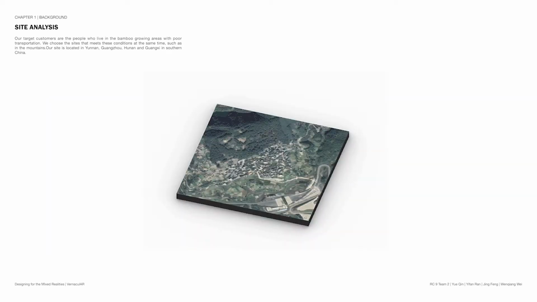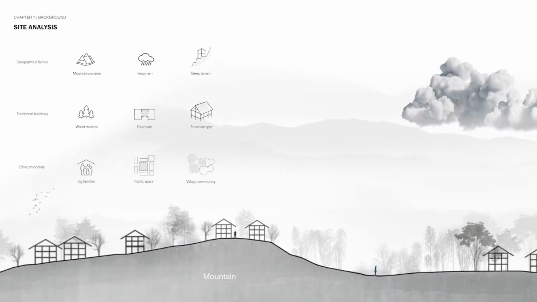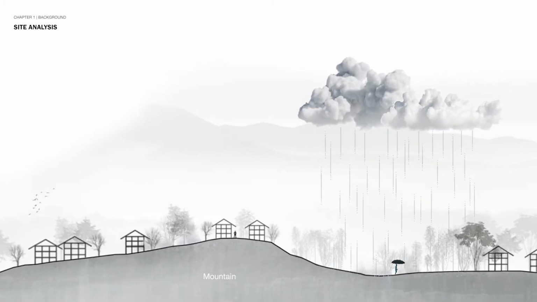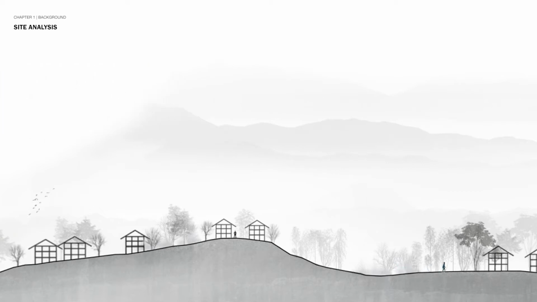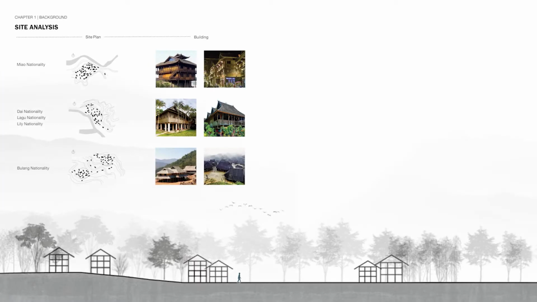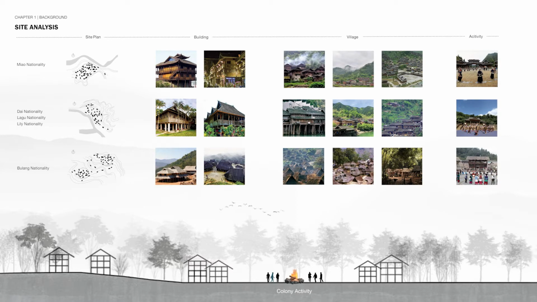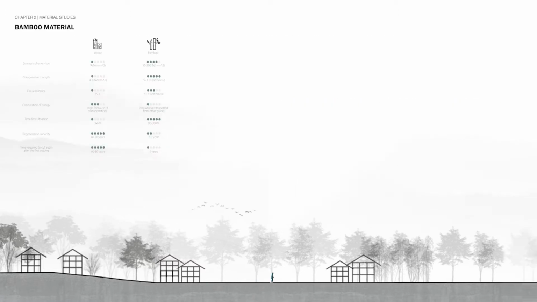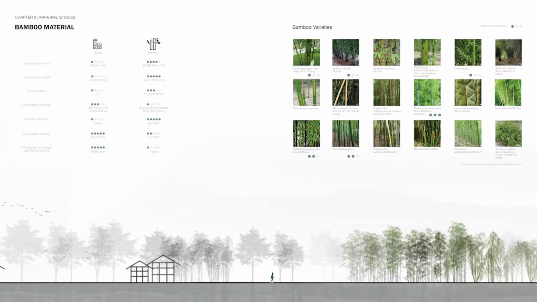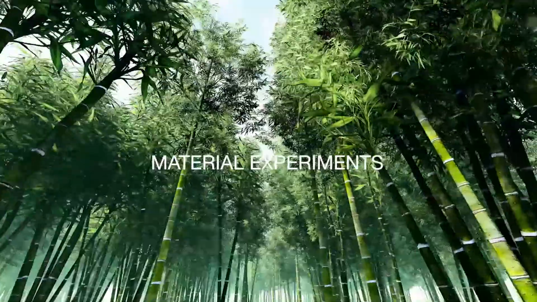Our target customers are mainly villagers living in southern China, such as Yunnan and Guizhou province. Meanwhile, the terrain in these areas is steep and rainy, making it difficult to transport fabricated building components. Many ethnic minorities live here and hold activities in their colonies. We intend to build up a design system for low-cost building using local bamboo material.